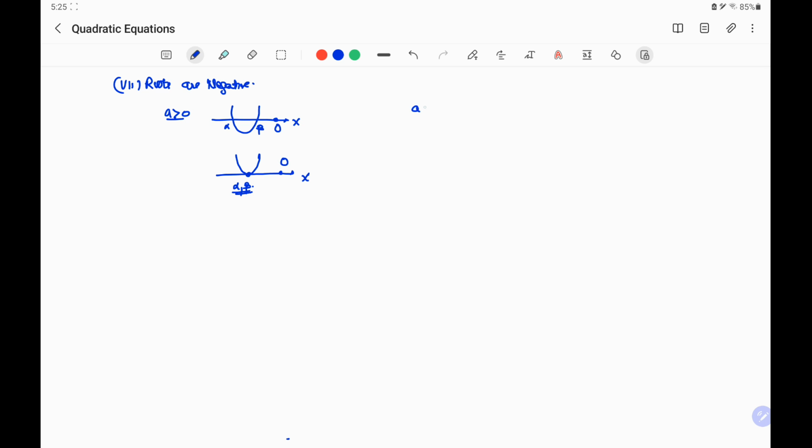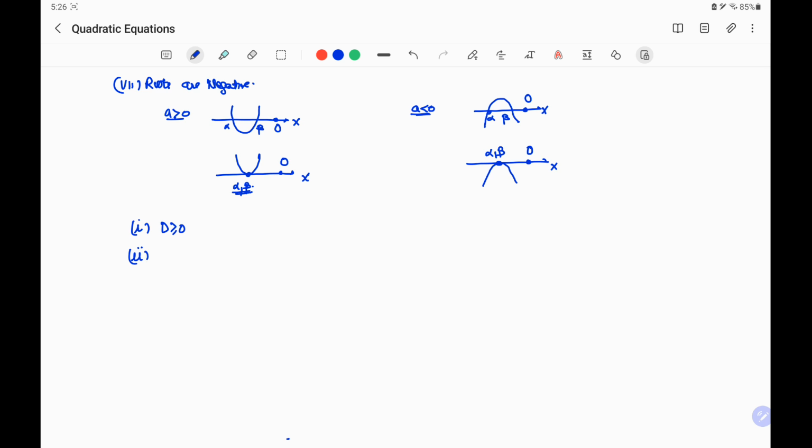A similar graph will be drawn for a less than 0, where the graph is downward opening and cuts the x-axis at 2 points alpha and beta, and these 2 points lie on the left hand side of the origin, or the graph may touch the x-axis at a point, say alpha beta, and this is also on the left hand side of the origin. For this situation, the first point is that D is greater than or equal to 0. That means the graph cuts the x-axis at 2 points or touches the x-axis at a point.